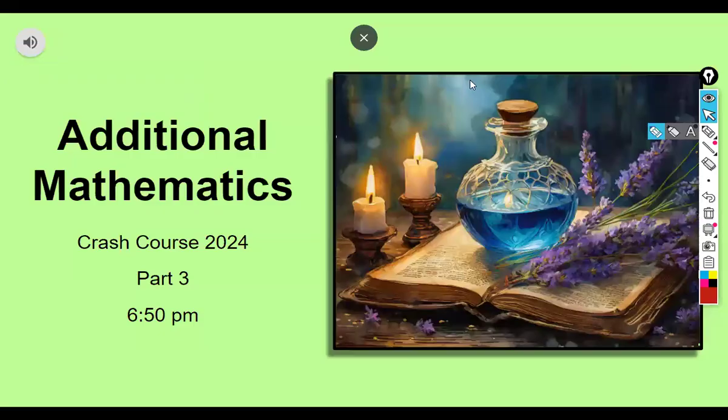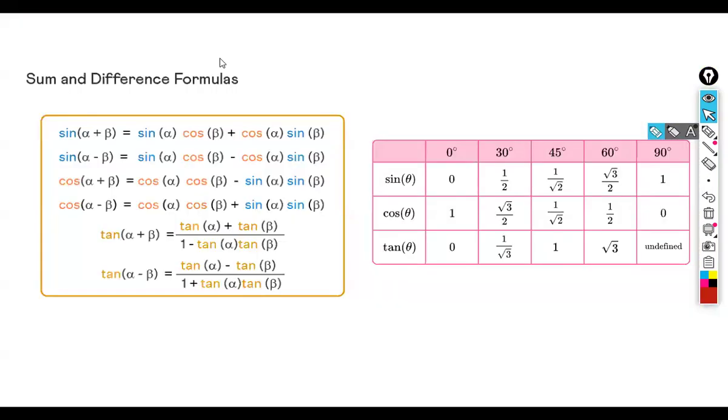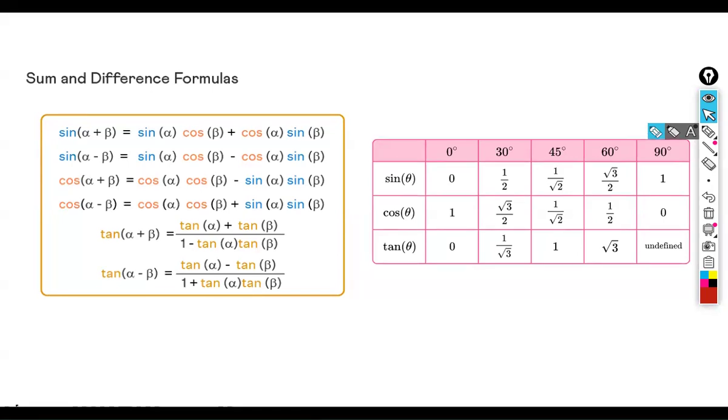All right, so crash course part 3 for 2024. How many of you recognize these formulas? These formulas are given on the exam paper. It's part of the formula sheet. It's the sum and difference formulas. I'm talking about this part over here. How many of you could say that you've seen those formulas probably in lessons or in school?